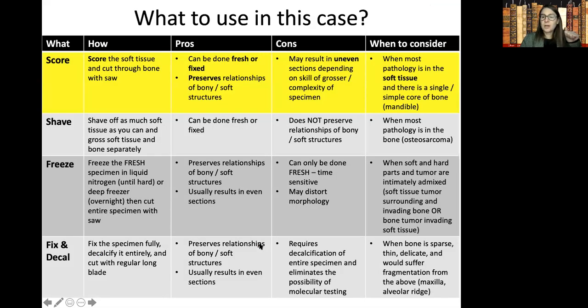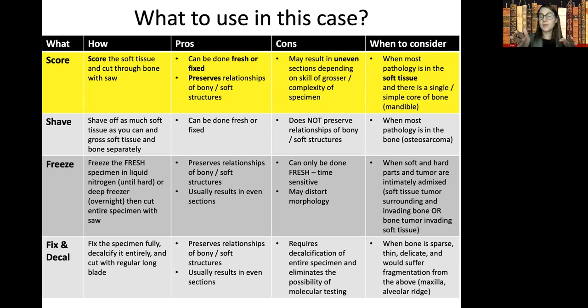So what sectioning are we going to use in this case? We're going to score through the soft tissue and then cut the bone with a bone saw. Pros, to remind you, are this can be done on fresh or fixed tissue. This preserves the relationships between the bony and soft tissue structures. But sometimes if your cuts between your blade and then your saw are a little out of line, you may get a little bit of uneven sectioning. However, just be mindful of where your scored edges are and try to continue those cuts on the bone saw in as clear of a manner as you can.